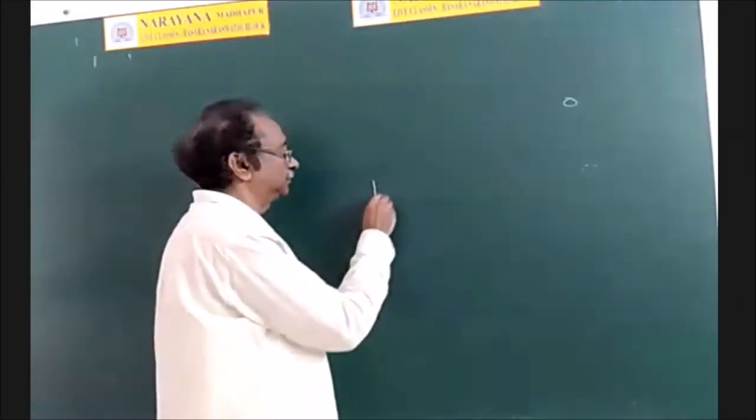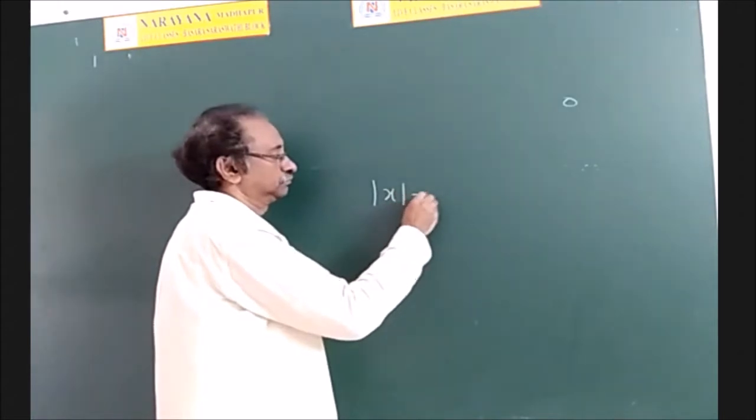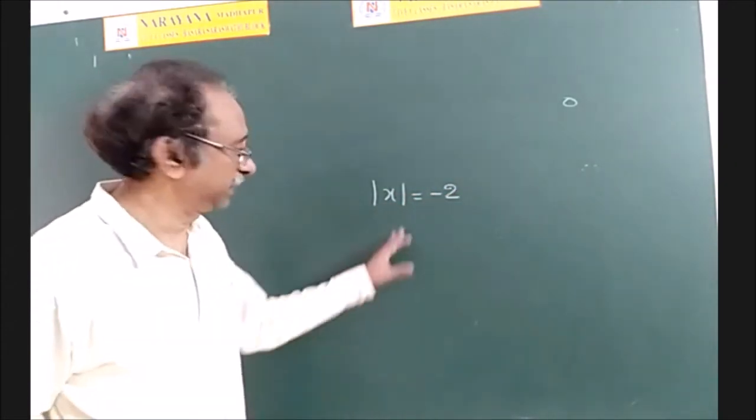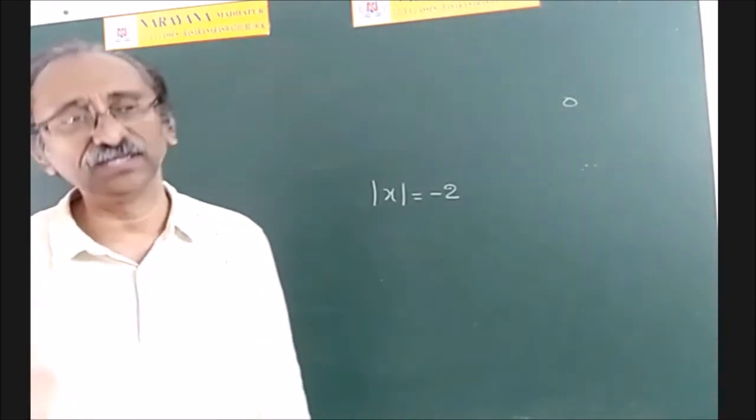Sir, when we are getting mod x is equal to any negative number, why can't we write again x is equal to plus minus that number? Now you tell me one example. Mod x is equal to minus 2. Suppose minus 2. Then what are you saying about x?